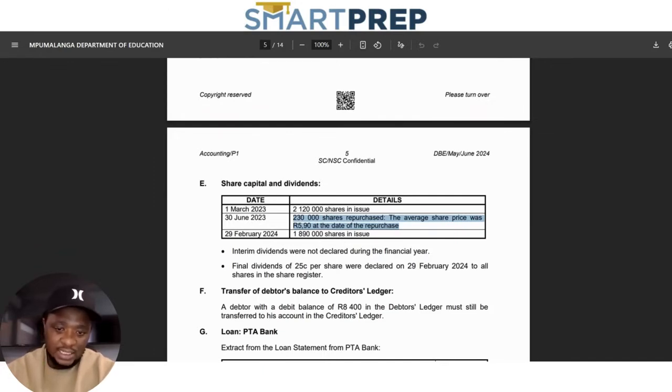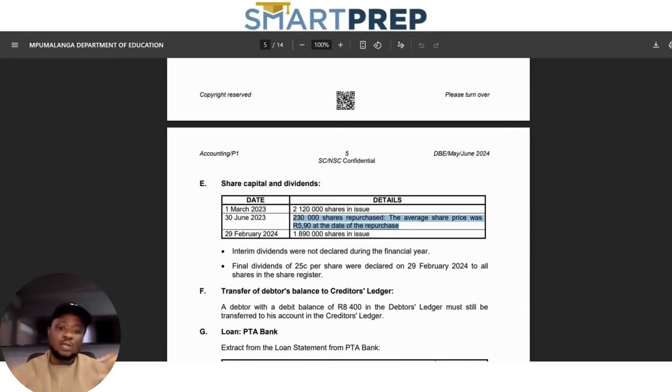They say transfer the debtor's ledger balance to creditor's ledger. It says a debtor with a debit balance of 8,400 in the debtor's ledger must still be transferred to the creditor's ledger. Most people sometimes struggle to understand this. So basically, you have someone that is a debtor, meaning that they owe you money. So they have a debit balance, and that's the money that the person owes to the business.